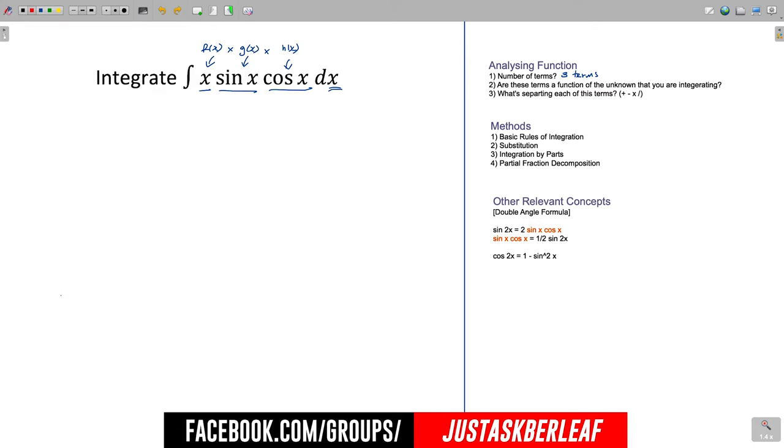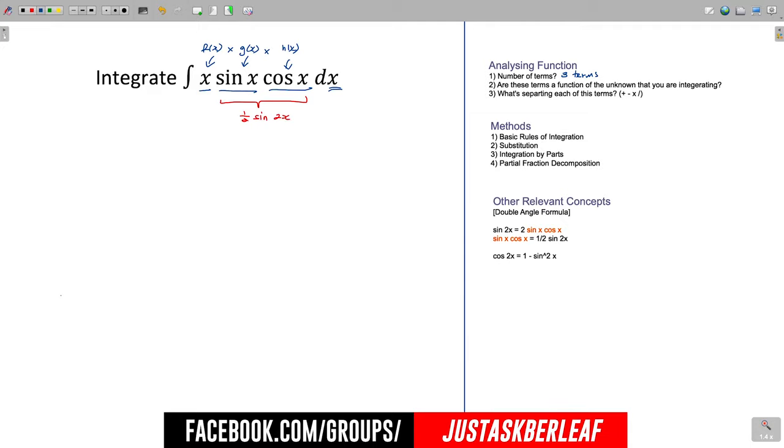And that is primarily due to the fact that I observed that the double angle formula, sine 2x equals 2 sine x cosine x, appears to resemble what we have in our function. As you can see, sine x cosine x over here resembles the sine x cosine x found in the double angle formula for sine 2x. This allows us to manipulate this equation and give us half sine 2x. So sine x cosine x is equivalent to half sine 2x.